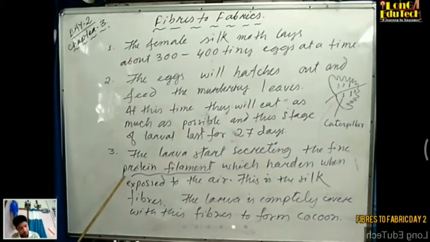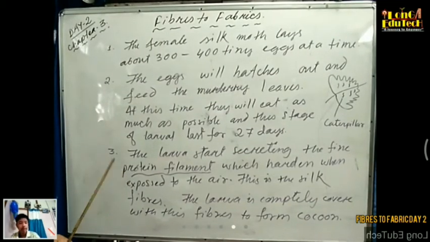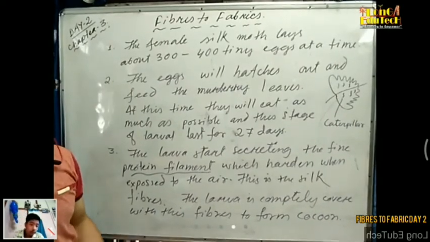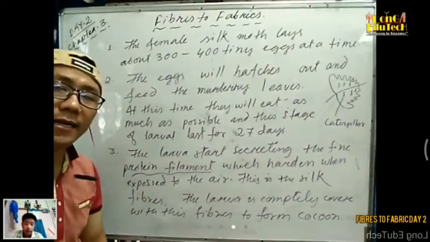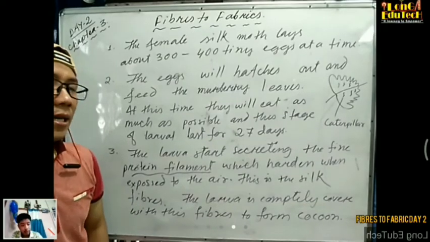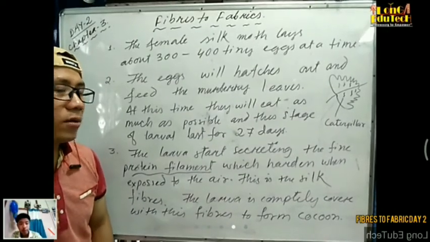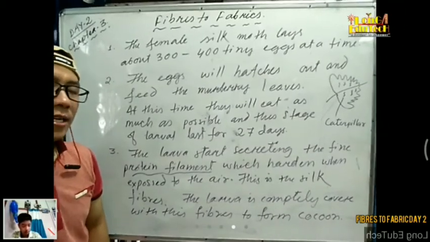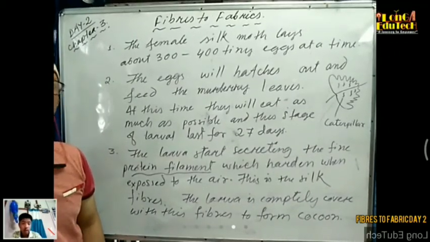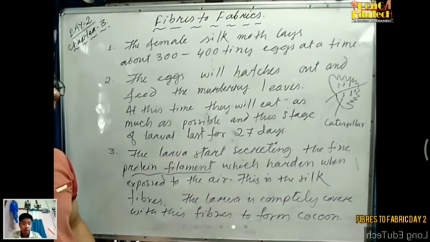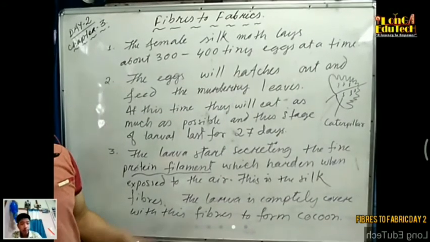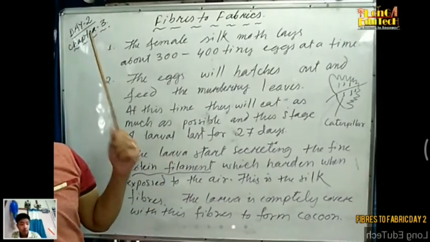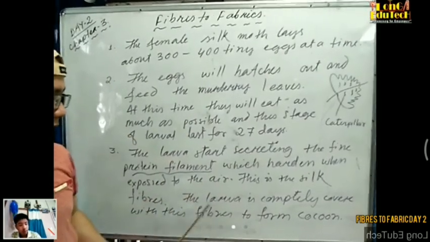And you must know that the color of the cocoon is generally white, but it depends. Brown types of cocoons are also produced. This color depends on what kinds of mulberry leaves they eat, since mulberry is also of different types.